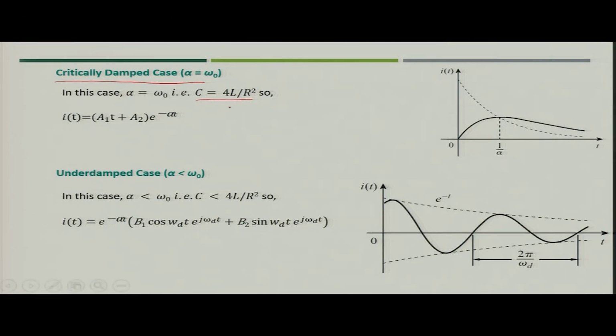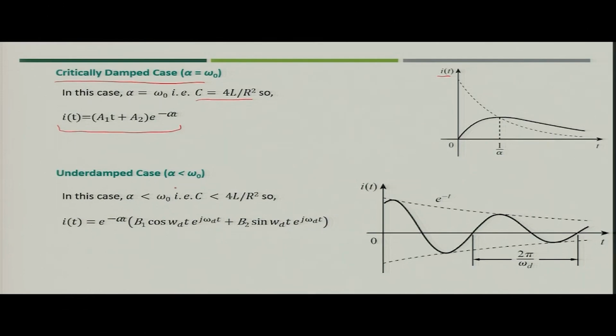The second case we discussed was alpha equal to omega naught, where the condition is C equal to 4L by R square, and the current in that case is i of t equal to A1 t plus A2 into e to the power minus alpha t. When we plot the current i with respect to time t, we saw the characteristic as shown in the figure, and at time t equal to 1 by alpha, the current is at its maximum value.